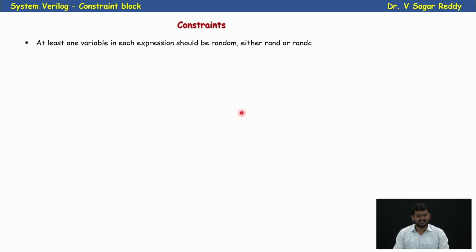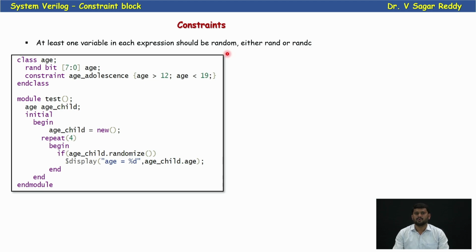Then here, at least one variable in each expression should be random, either rand or randc. So if you want to define a constraint in a particular class, at least one variable should be rand or randc. Now see in this example, I defined one class as age. Here I declared one random variable, age, of bit type 7 down to 0. I'm defining one constraint, age_adolescence: age should be greater than 12 and also age should be less than 19. Then module, endmodule. I'm declaring age_child as age class. It acts as a handle.